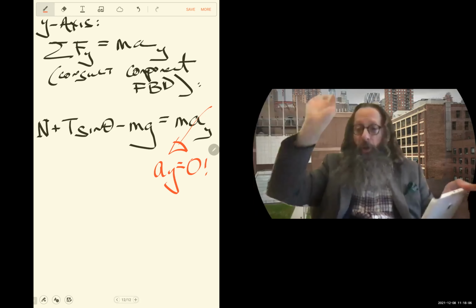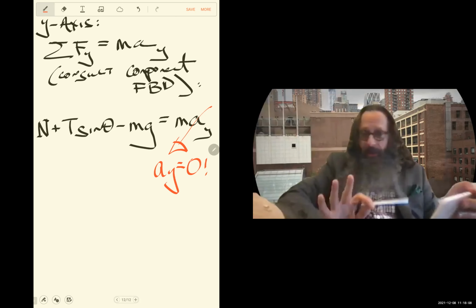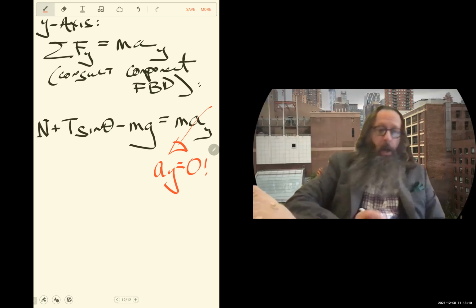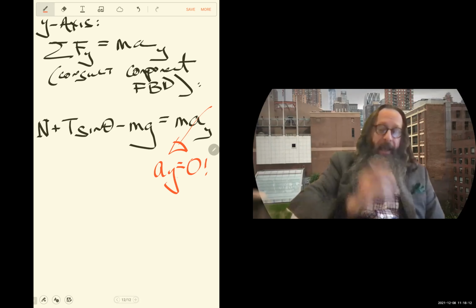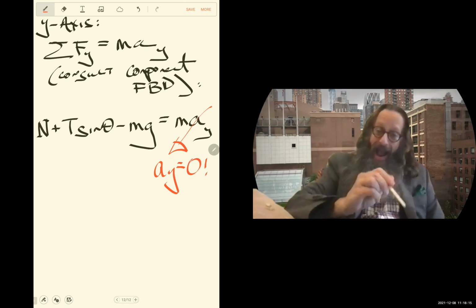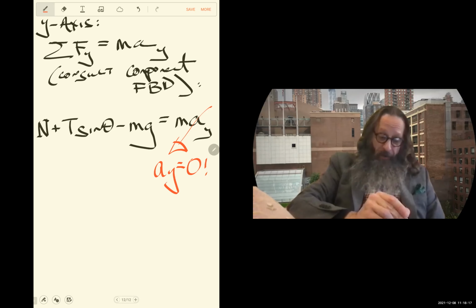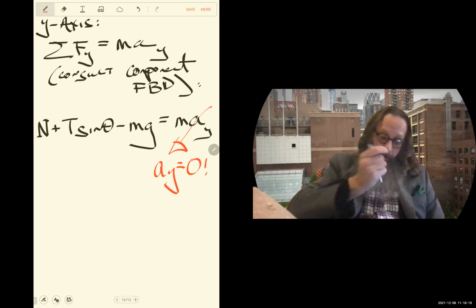And it's really crucial that we've organized everything into axes. Otherwise, none of this works. So I'm saying since A in the y-axis equals 0, that's information. That means the whole right side of this equation goes to 0.